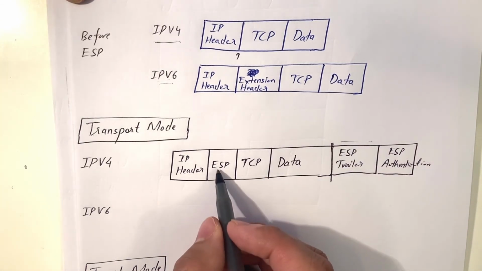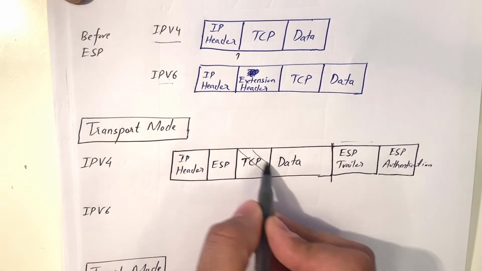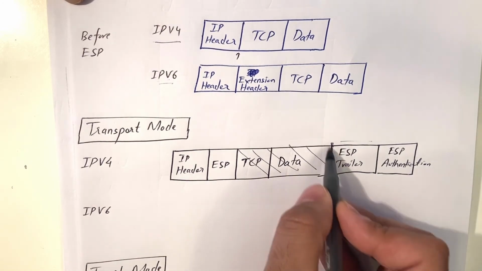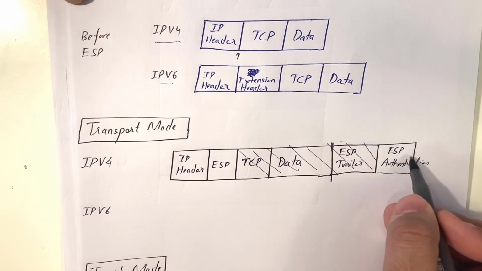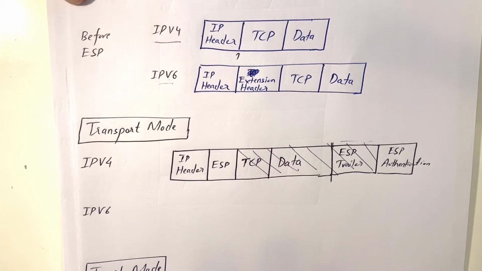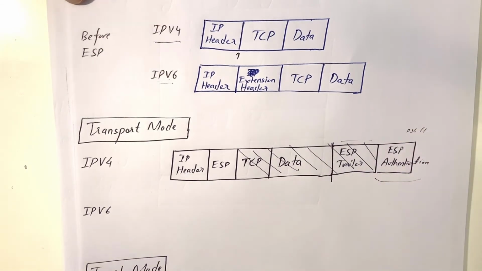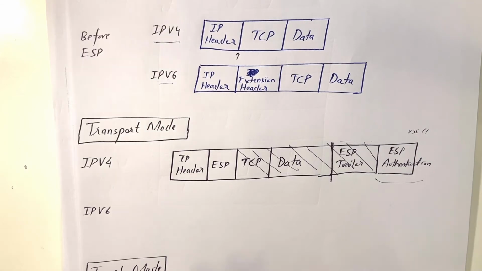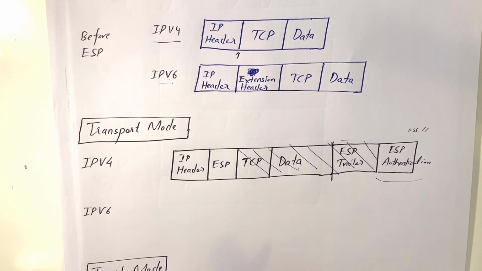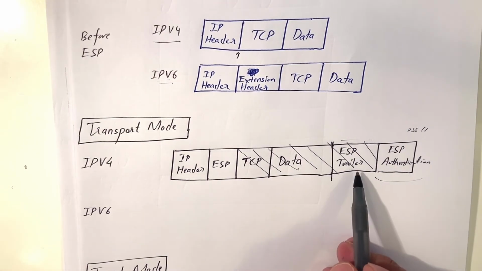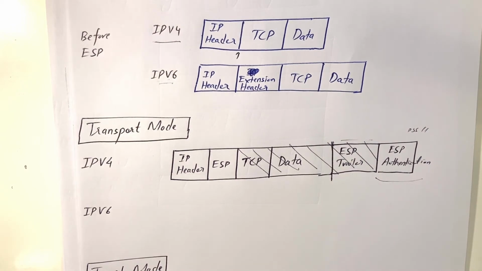So once you put ESP down here, what will be encrypted? TCP will be encrypted, data will be encrypted, the ESP trailer will be encrypted. The ESP authenticator will not be encrypted. It is just authentication, like a digital signature, HMAC or whatever kind of thing it's going to be. But it's optional as well. Whatever comes after ESP will be encrypted besides the ESP authenticator.